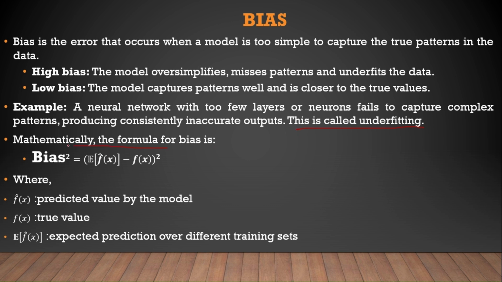It is calculated with the help of the mean squared error like this, where f cap of x is the predicted value by the model. So actually, my actual output is 3, but my prediction is 2. What is the loss here? We will get 1. So this loss is computed with the help of the bias and the true values. f of x is the true value. What is the expected prediction over the different training datasets? It is the expected value, right? So with the help of this calculation, we can calculate the bias, right?